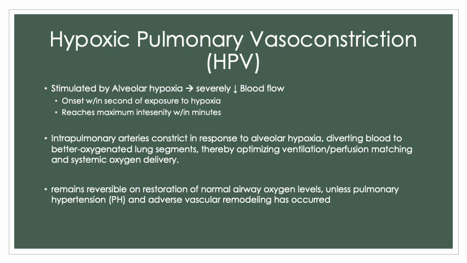For the sake of being comprehensive, I thought it was important to mention hypoxic pulmonary vasoconstriction, which is actually a protective mechanism our body has to try to regulate regional ventilation and perfusion. Hypoxic pulmonary vasoconstriction is stimulated by alveolar hypoxia, and it ultimately is going to severely decrease blood flow. The onset is within seconds of exposure to hypoxia, and it reaches maximal intensity within minutes. Intrapulmonary arteries constrict in response to alveolar hypoxia, diverting blood to the better oxygenated lung segments, thereby optimizing ventilation perfusion matching and systemic oxygen delivery.